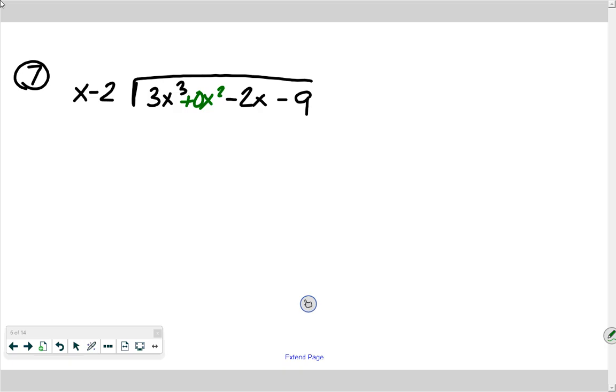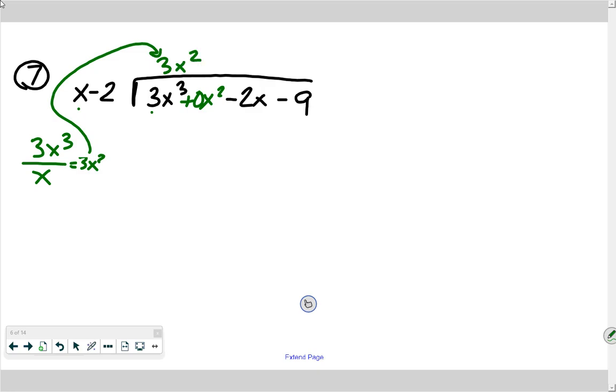Okay, so what we do when the pattern repeats is we go the first divided by the first. Okay, so this is 3x to the third being divided by x. So if I asked you to simplify that, that would give you 3x to the second. So whatever this answer is, you write this up at the top. Okay, so this is 3x to the second.